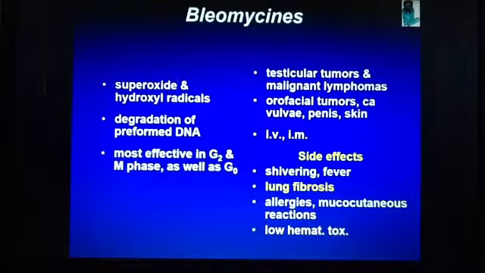And next, bleomycines, superoxide and hydroxyl radicals. Degradation of preformed DNA, and most effective in G2 and M phase. Remember that. Bleomycines in the G2 phase, as well as G0. So these are used for testicular tumors and malignant lymphomas, orofacial tumors, and the vulvae, penis, and skin. Side effects: shivering, lung fever, lung fibrosis. So remember here in the chemotox man, the B's in the shape of the lungs, lung fibrosis, bleomycines. Allergies, mucocutaneous reactions, low chemotox.